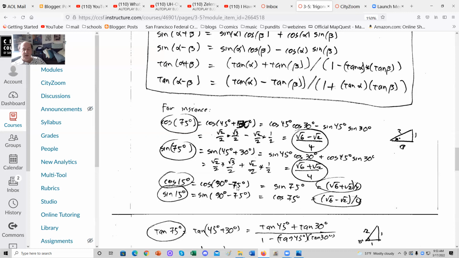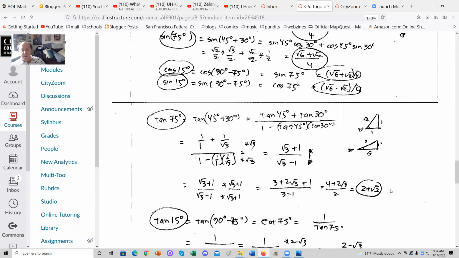Cosine of 90 degrees minus 75 degrees. Because of the complements law, this will be sine of 75 degrees, which we already figured here. That's root 6 plus root 2 all over 4. Likewise, sine of 15 degrees is the sine of the complement, 90 minus 75 degrees. Again, by the complements law, this will be cosine of 75 degrees, which we figured out from here is root 6 minus root 2 all over 4.